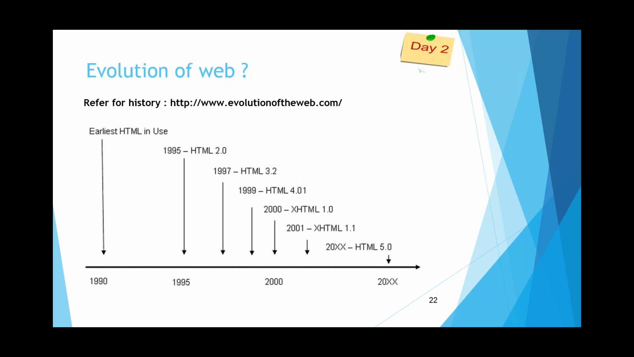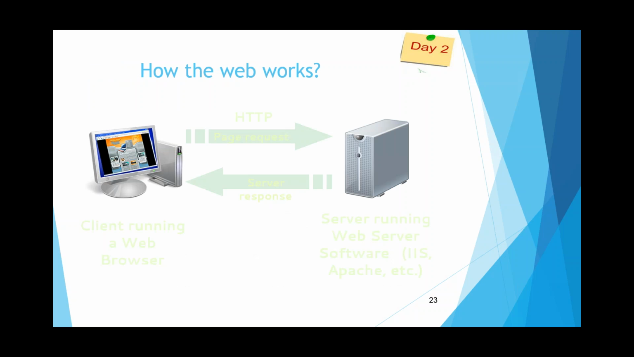So the evolution of the web. In the 1990s HTML came into use. Then HTML 2.0 was released in 1995, 3.2 in 1997, and 4.01 in 1999. From there came XHTML, which is the extensible hypertext markup language, a more advanced version. Then very recently, from 2010, they released the HTML5 framework, and that is what we are going to learn.